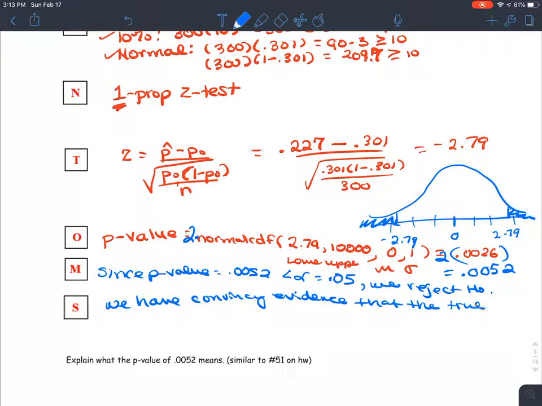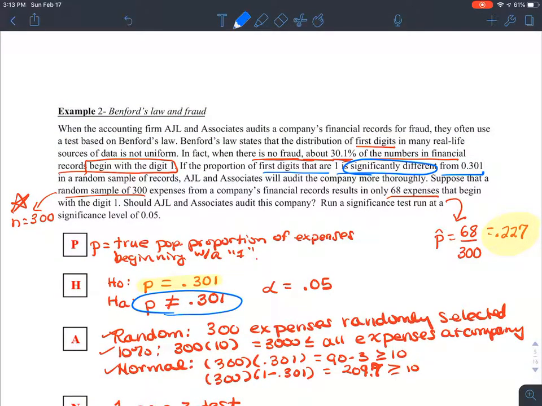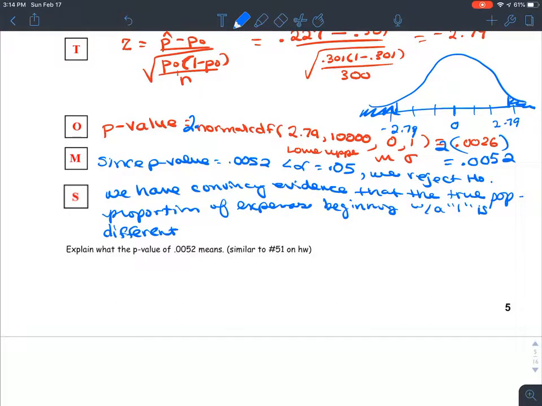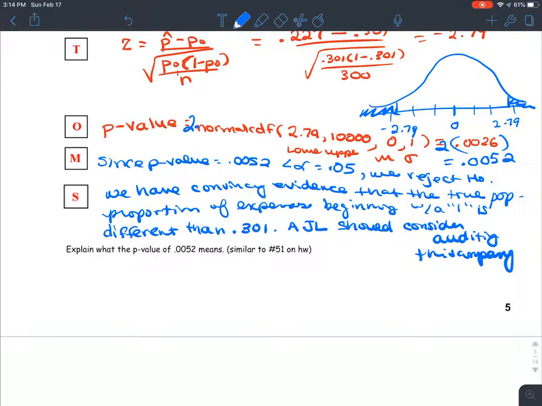that, okay, and then you can go back up to your P if you need to and look at what did we define to be the parameter that's in question. That's the true proportion of expenses beginning with a 1. So we can say that the true population proportion of expenses beginning with a 1 is, okay, remember we're kind of always talking about the alternative. Now that was the does not equal to, so we say it is different than 0.301. Okay? And if you wanted to have great communication, you should suggest that AJL then should consider auditing this company. Okay, they should consider auditing this company.